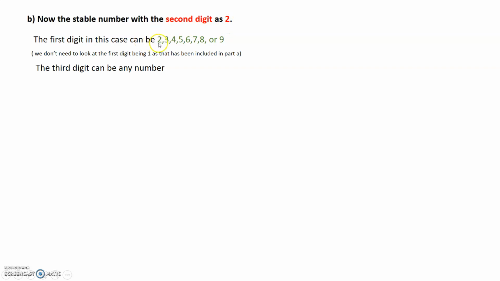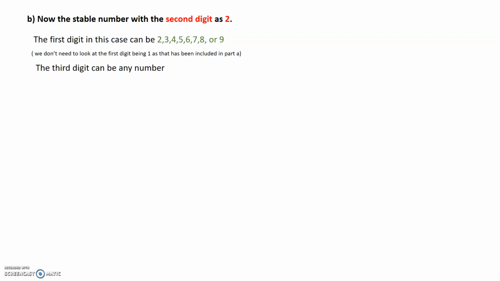So here the first digit possibilities are 2, 3, 4, 5, 6, 7, 8, or 9. We don't need to include the 1 because that's been included in part A. So the second digit will be 2. The first digit could be any of these options, and the third digit can be any number. So you've got to try and think about how many numbers are there representing this.